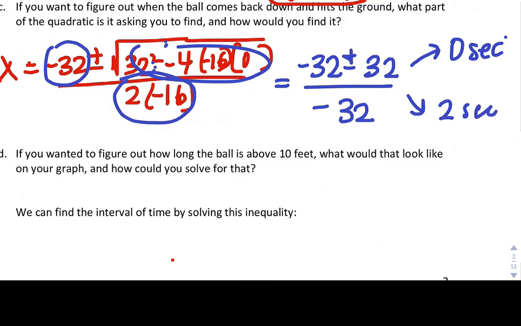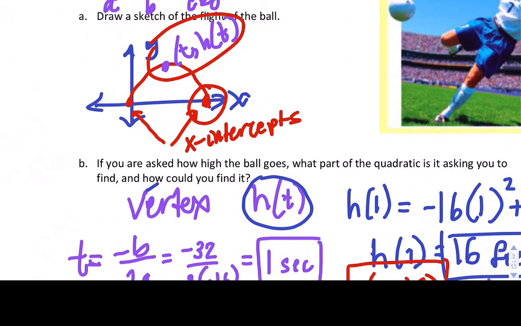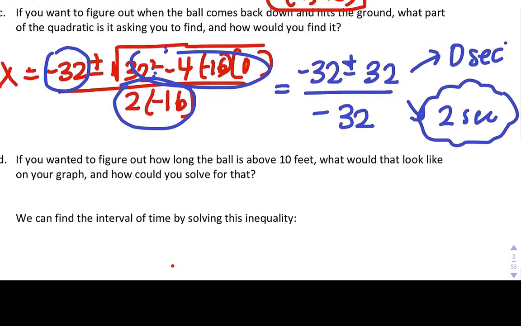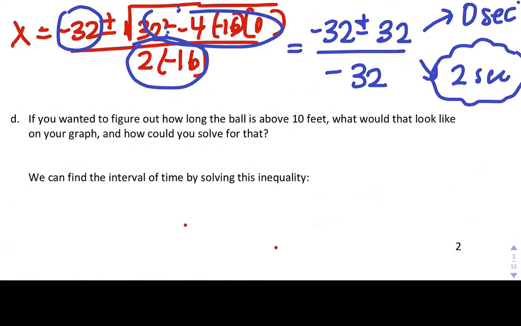So 2 seconds. So here's the time that we're looking at. After 2 seconds, it hits the ground again. So again, it starts at 0 seconds. We go up and then we go down. So 2 seconds, it hits the ground. You'll notice this: if you take our vertex, the 1 second, and double it, we get the 2 seconds. All right, so at 2 seconds, it hits the ground.